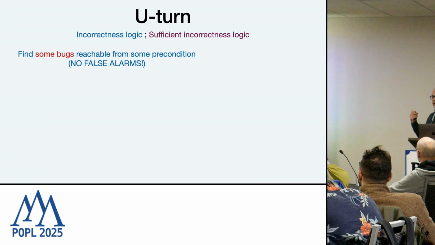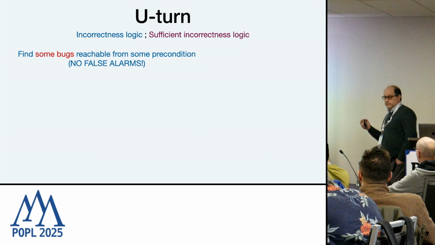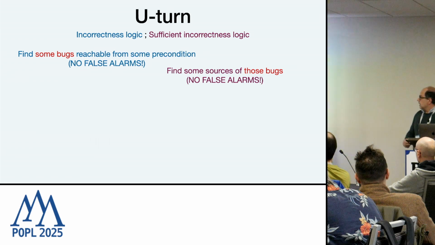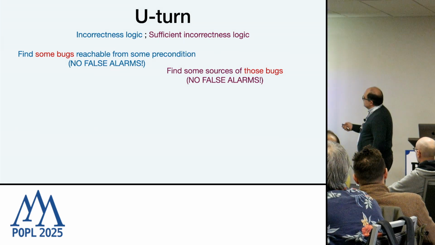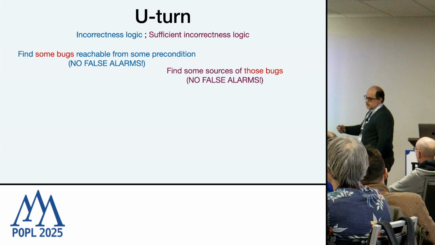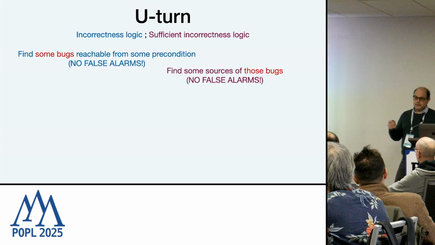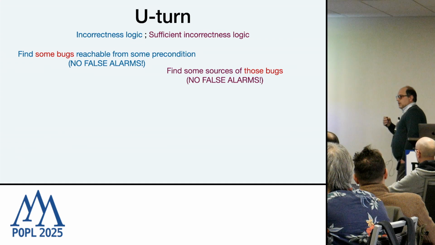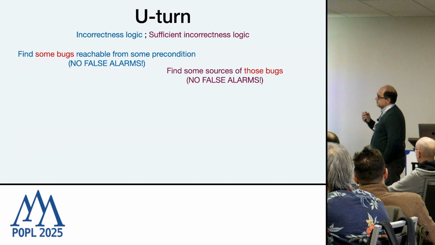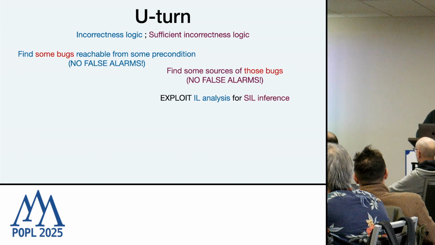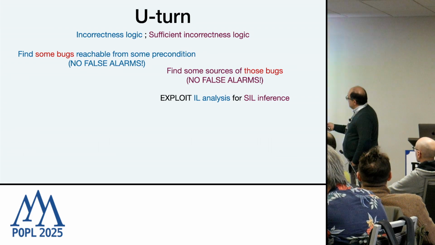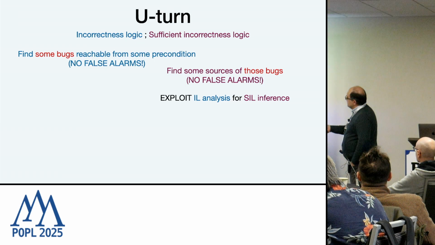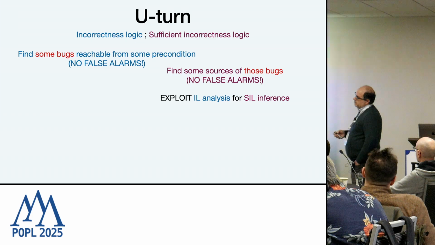And incorrectness logic will provide us with a guarantee that there are no false alarms this time. And then, taking into account this information, we exploit the sufficient incorrectness logic to trace back the precondition leading to those bugs, okay? Which in general will be a subset of the original preconditions. And the key idea is that in doing the backward reasoning, we will re-exploit the forward reasoning, the proof that those bugs are reachable.